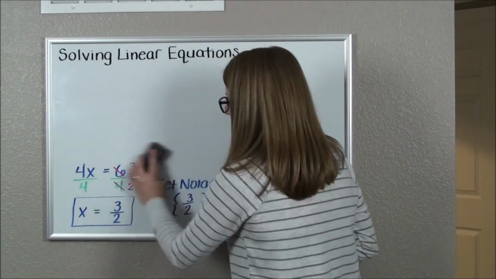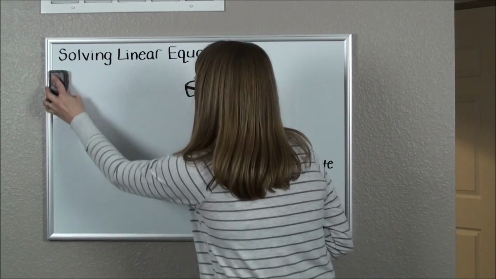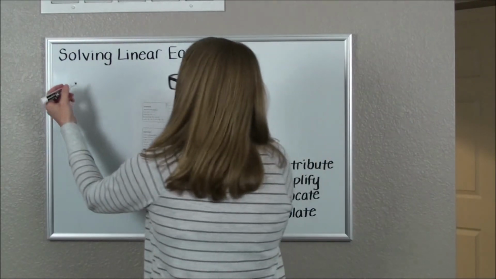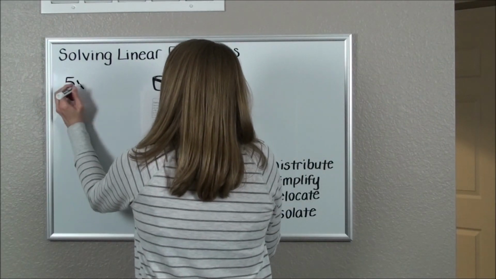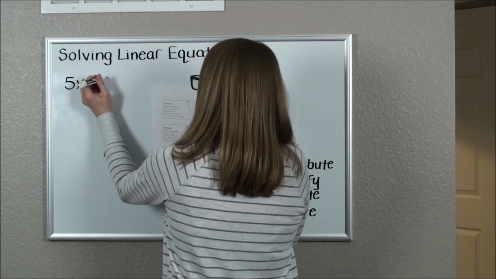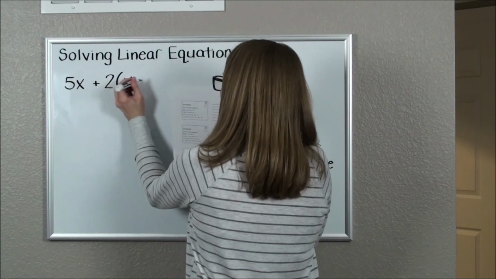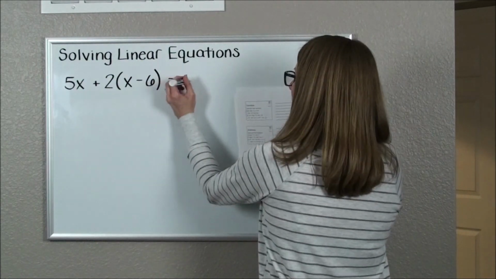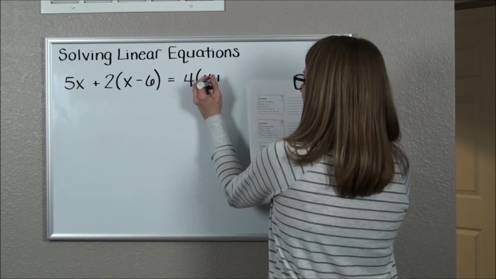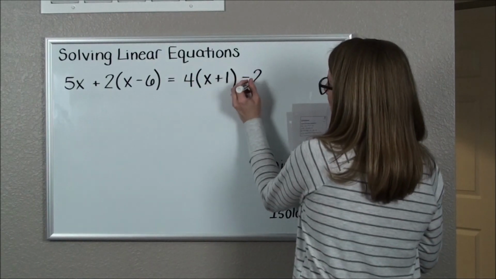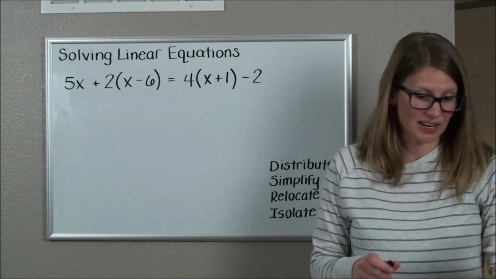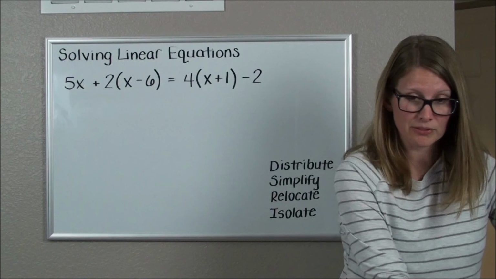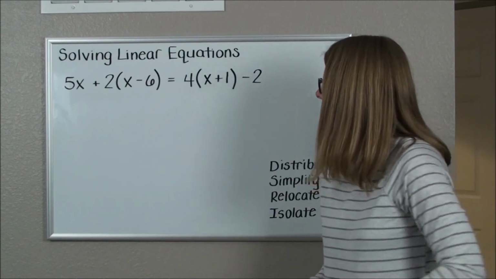Let's take a look at another one where again, we will push our limits with some fraction answers. We know it's not scary. So here I've got 5x plus 2 times the quantity x minus 6. And then on the right side, we'll have 4 times the quantity x plus 1 minus 2. This one's going to be fun because this one has 2 distributions to do, lots of combining like terms, and in the end we get a super fun fraction for our answer. So let's see how it goes.